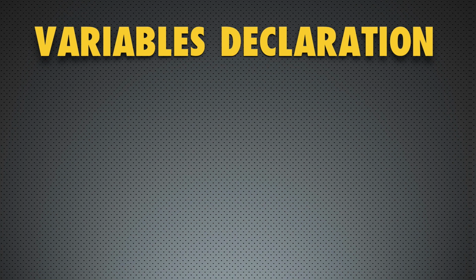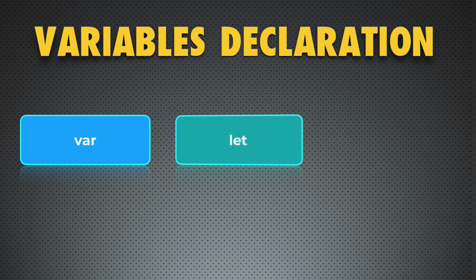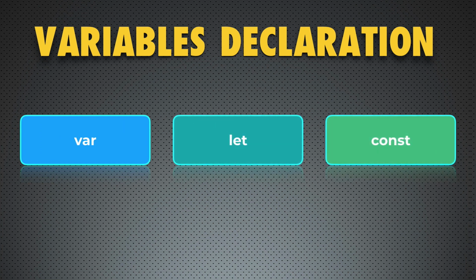Each variable has a name, and the process of variable creation is called variable declaration. In JavaScript, you should use special reserved keywords for variable declaration, and there are three of them: var, let, and const. Let and const were introduced in ES6, or ECMAScript 2015, and var was in JavaScript from the very beginning.